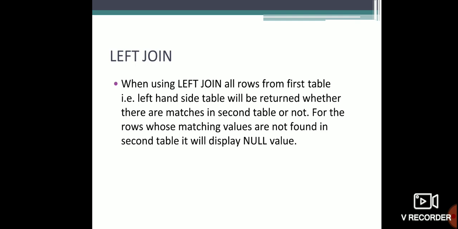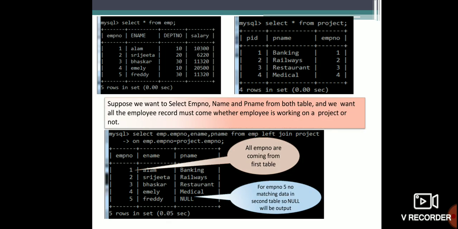Next is left join. When using left join, all rows from the first table, that is the left hand side table, will be returned whether there are matches in the second table or not. For the rows whose matching values are not found in the second table, it will display null value. You can see here there are two tables. Select asterisk from employee, you can see the entries are employee number, ename, department number and salary. And the second part is your project. In this you have PID, P name and employee number. The common column is employee number, mentioned in these two tables.